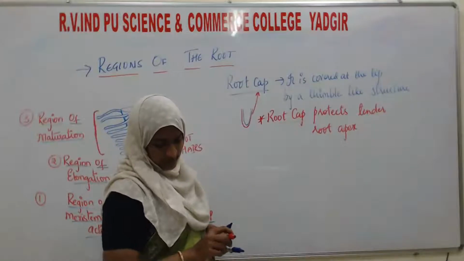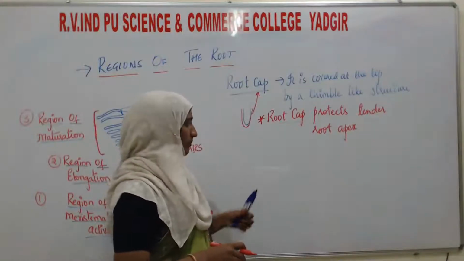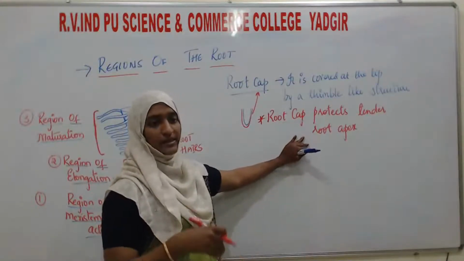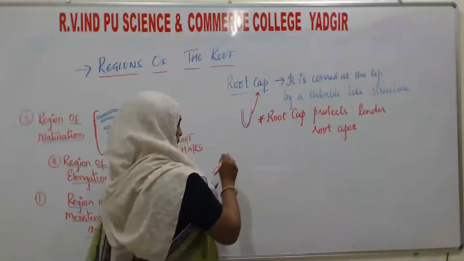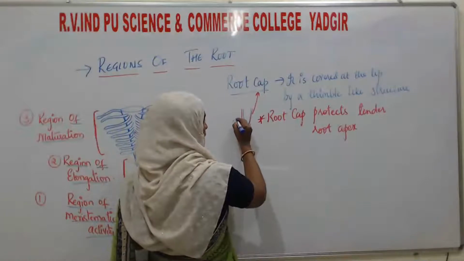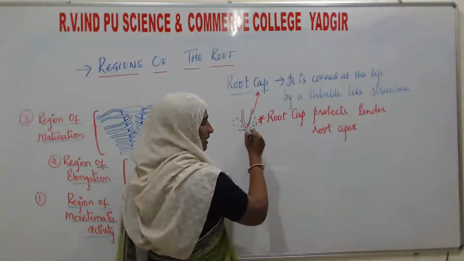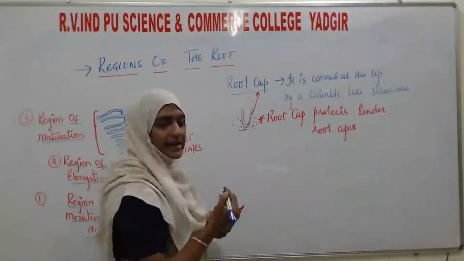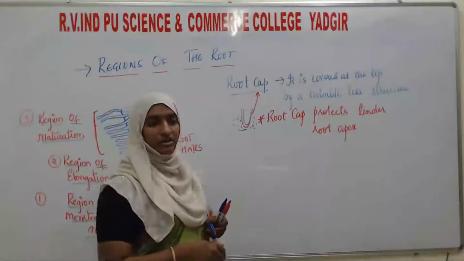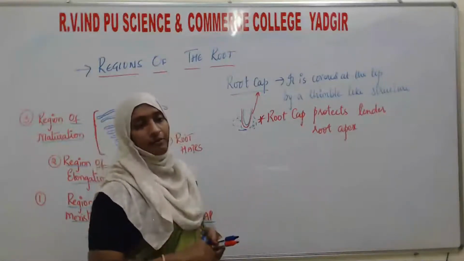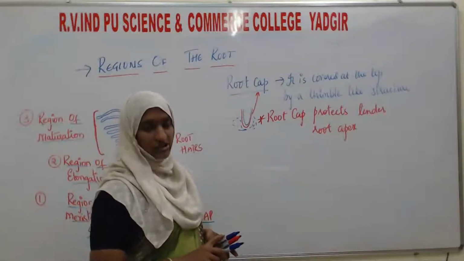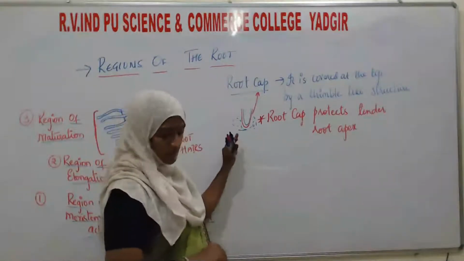So, when it makes a way through the soil, for example, this is the soil. When the radicle is going to elongate directly into the soil, at that time, this root cap will protect that particular root tip. Okay, this is about the root cap.